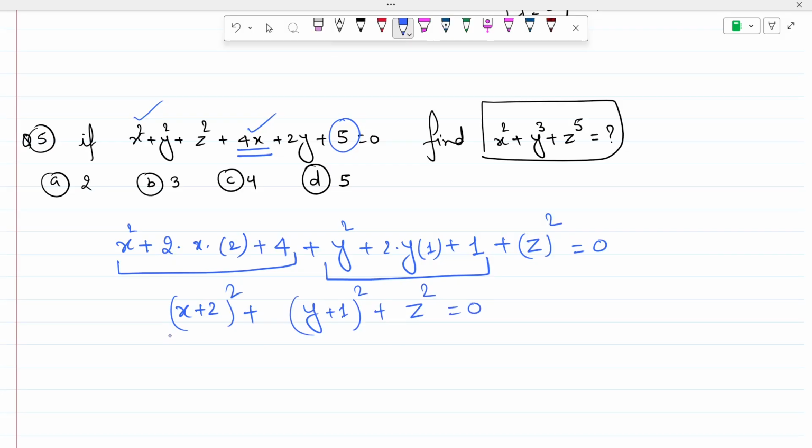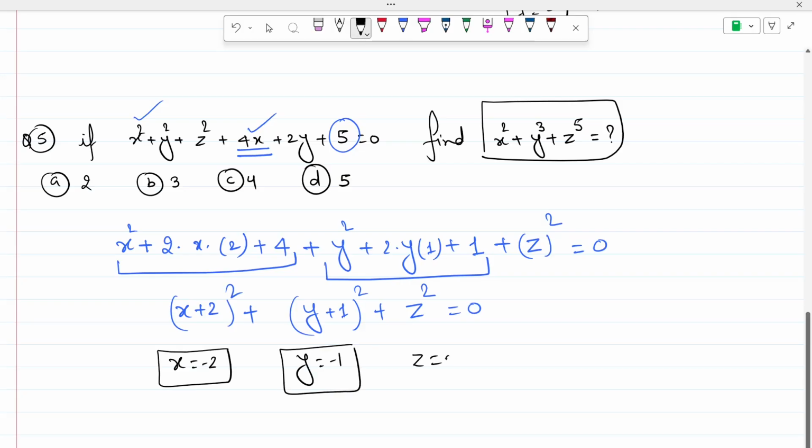Again, these all are greater than or equal to 0, and the sum is 0. So it will be possible if x equals minus 2, y equals minus 1, and z equals 0. So now I think you can find this expression. Please find it. Tell me the answer.